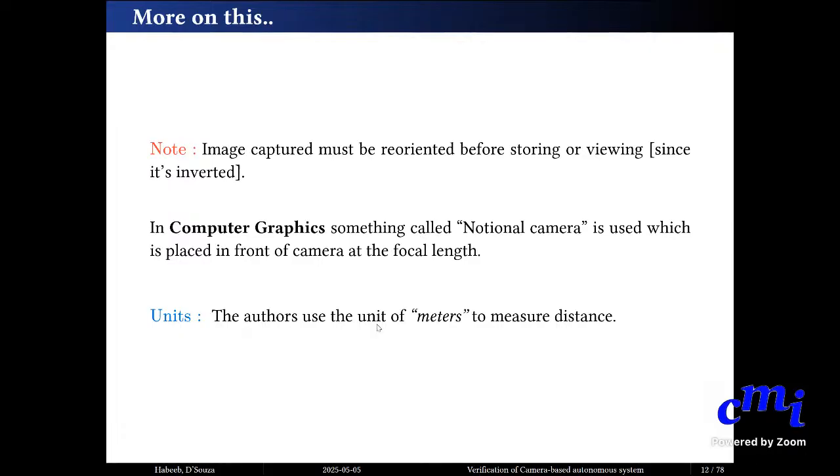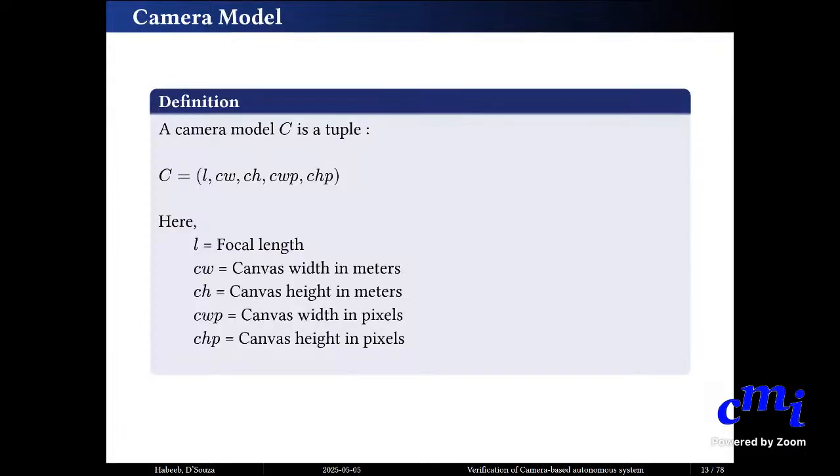Also, the units the authors mention are meters. Any distances I mention will have units of meters. Now I define a camera model. A camera model is a tuple which includes the focal length, the canvas width in meters, that is CW, the canvas height in meters, that is CH, and then the canvas width in pixels and canvas height in pixels, CWP and CHP respectively. Sorry, I made a typo here.